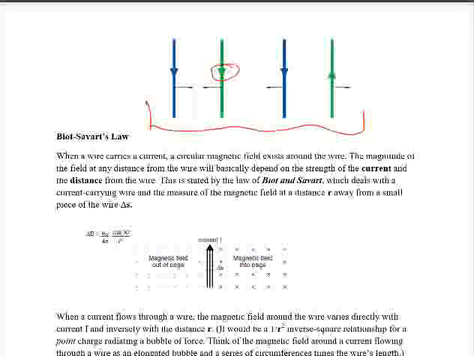If the current is flowing in the same direction, there is an attraction force, and if the current is moving in opposite directions, one is up and the other is down, there is what? A repulsive force. Therefore, if the current is flowing in the same direction, they attract each other, and if the current is flowing in opposite direction, they repel each other.